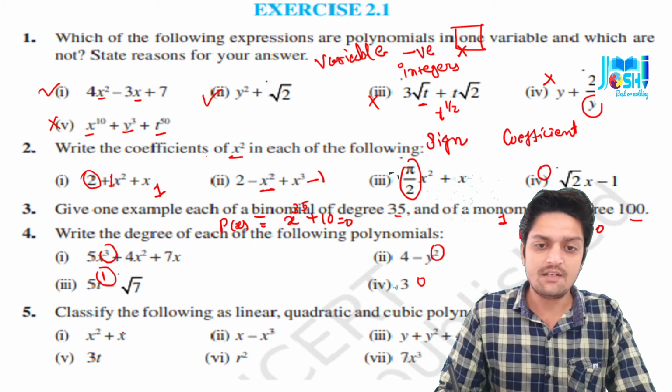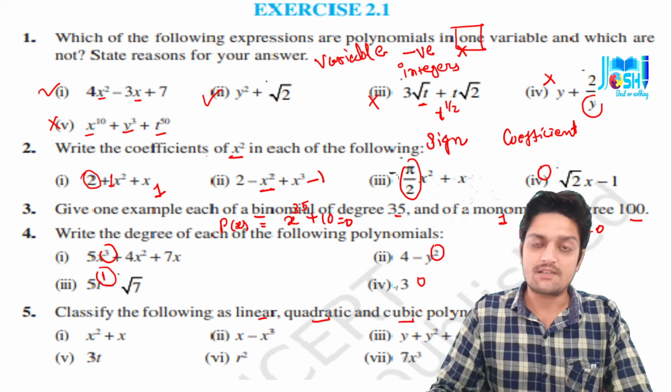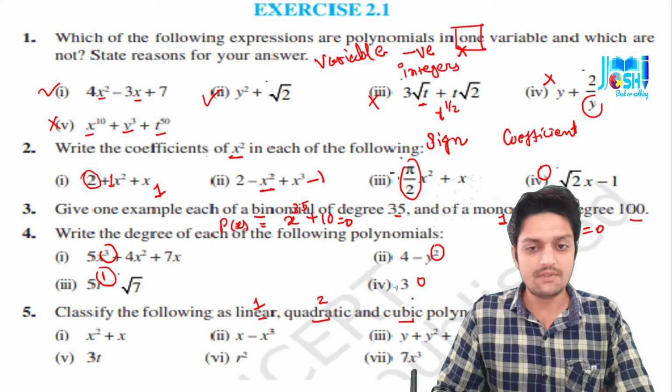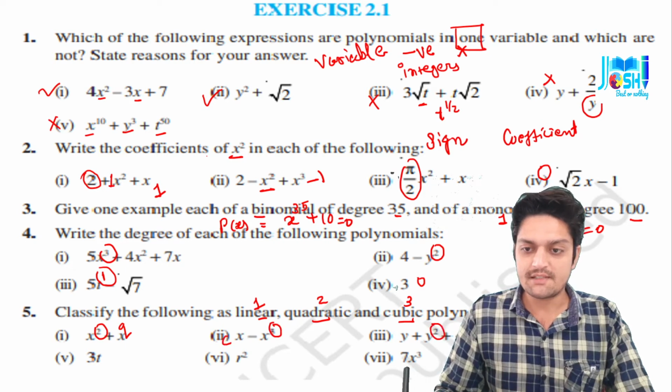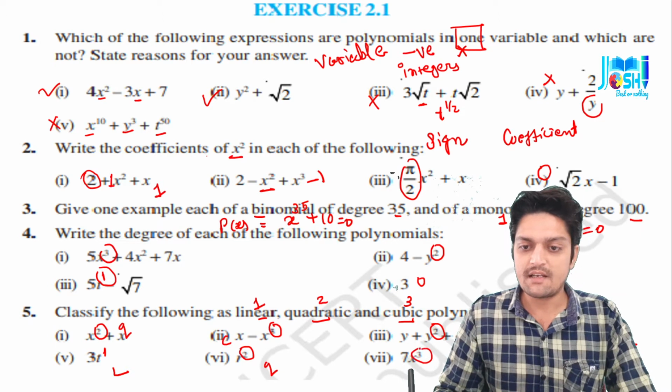Now fifth question, we have to classify linear, quadratic, and cubic polynomials. If the maximum power is 1, it's called linear. If the maximum power is 2, it's called quadratic, and if the maximum is 3, it's called cubic. So here maximum is 2, so it is quadratic. Maximum is 3, so it is cubic. Maximum is 2, so it is quadratic. Maximum is 1, so it is linear. Here maximum is 1, so it is linear. Maximum is 2, so it is quadratic, and here 3, so that is cubic.